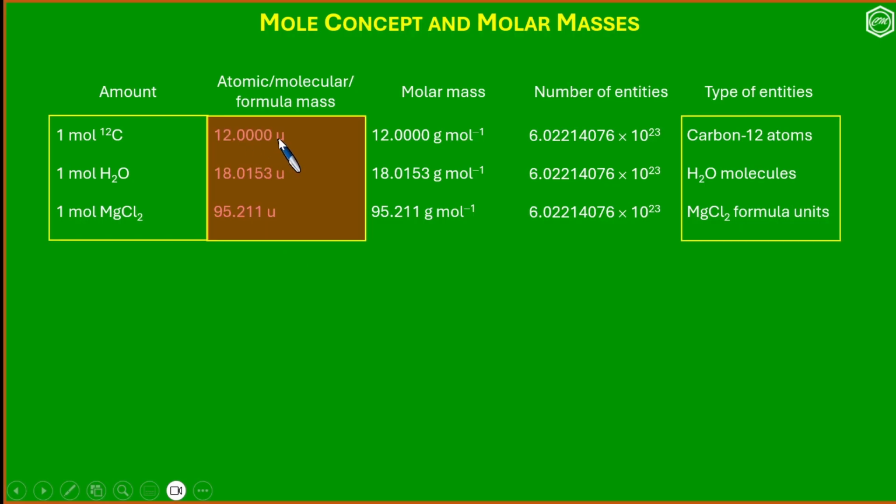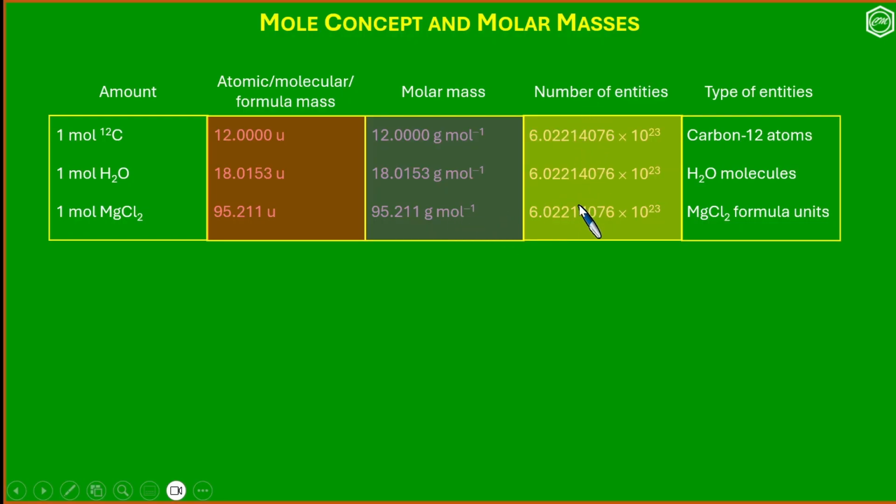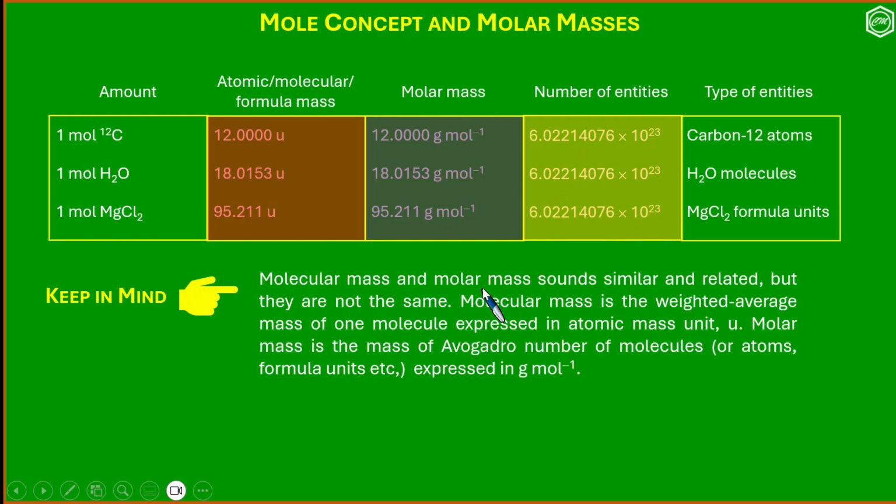Here, the corresponding molar mass, number of entities. Atomic mass in atomic mass unit U. Then corresponding molar mass, that is gram per mole. For carbon 12 it is 12 gram per mole. Water it is 18.0153 gram per mole. For magnesium chloride the formula mass is 95.211 gram per mole. Now the corresponding number of the items, all are the same: Avogadro number. Keep in mind, molecular mass and molar mass sound similar and related, but they are not the same.